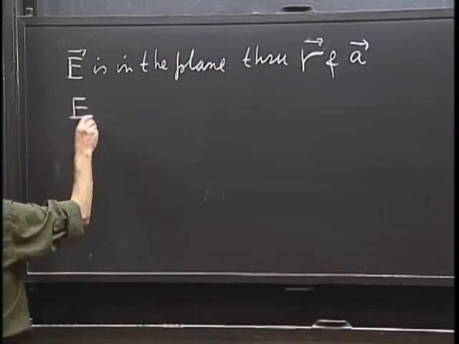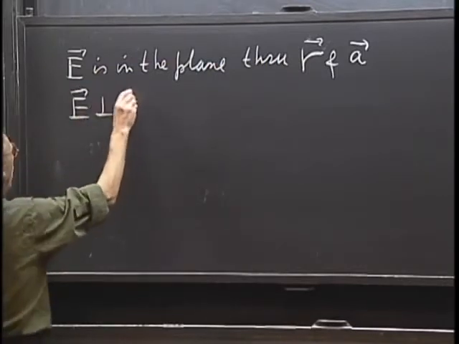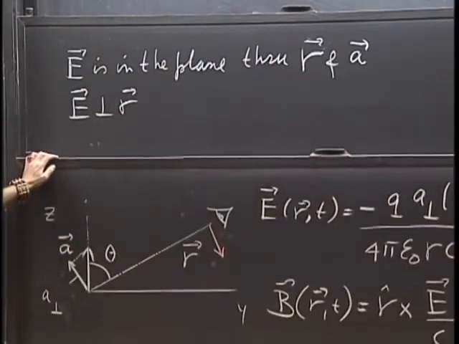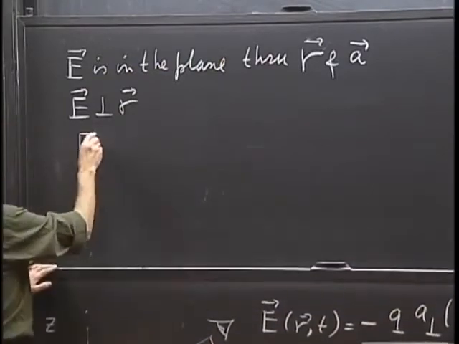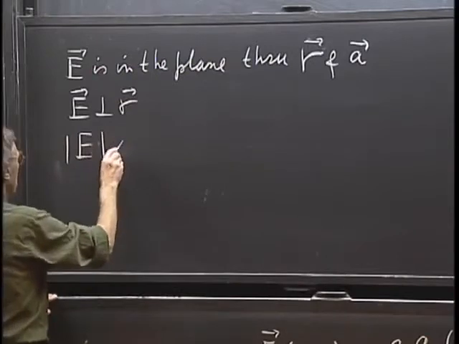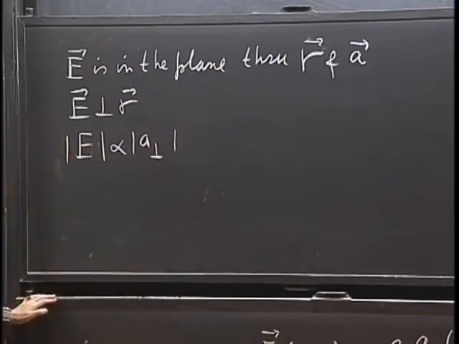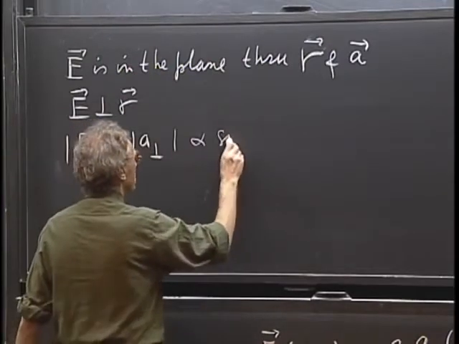So that is key, that E is in the plane through R and A, not into the plane. And E is perpendicular to R. Notice I have that. And E, amplitude, is proportional to the amplitude of E perpendicular. And therefore, it is proportional to the sine of theta.